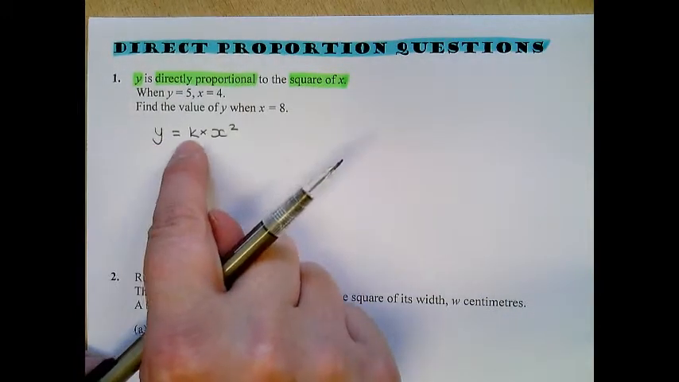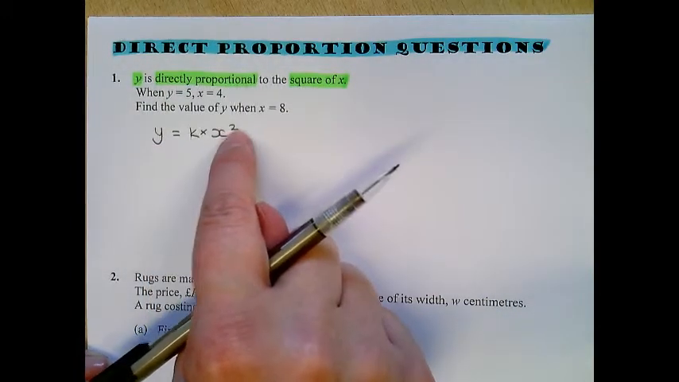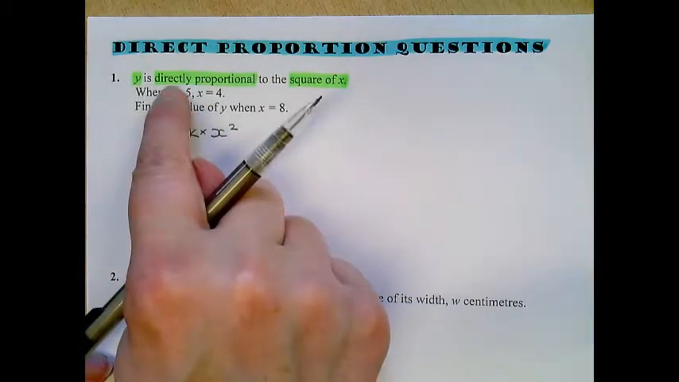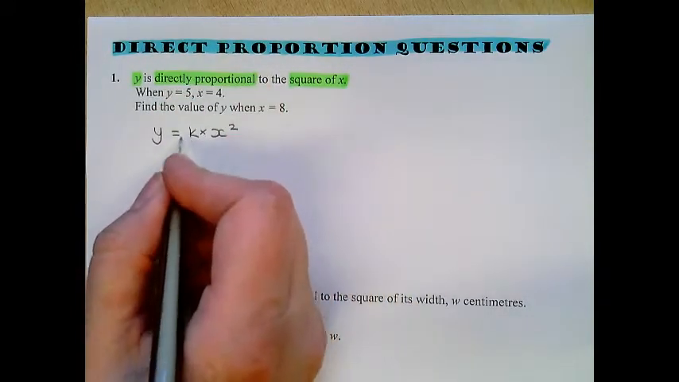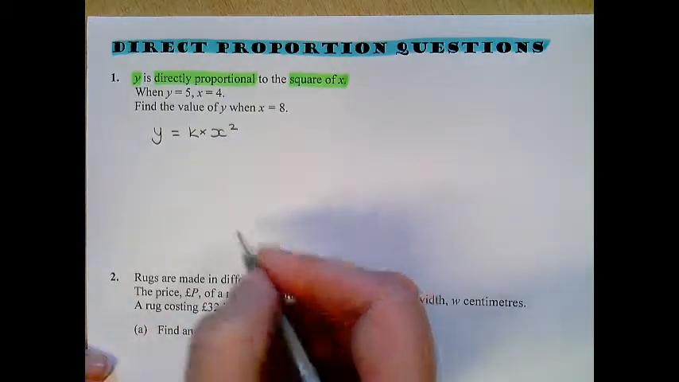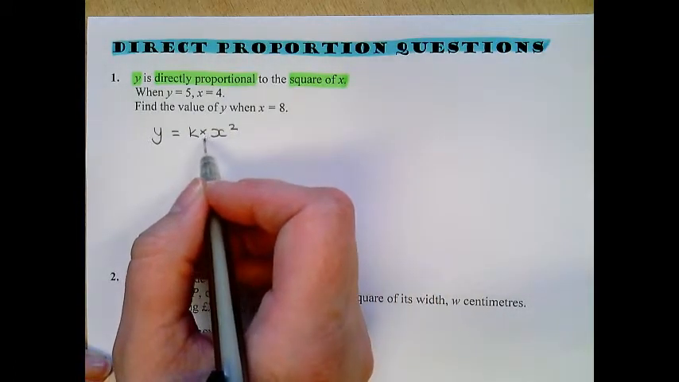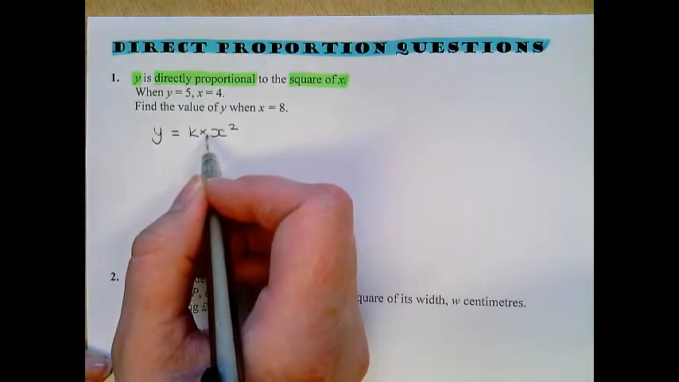That means y is directly proportional to the square of x. If it had said inversely proportional, then you would do k divided by x squared. You don't necessarily have to have that multiplying sign in there. You can leave it without a multiplying sign.